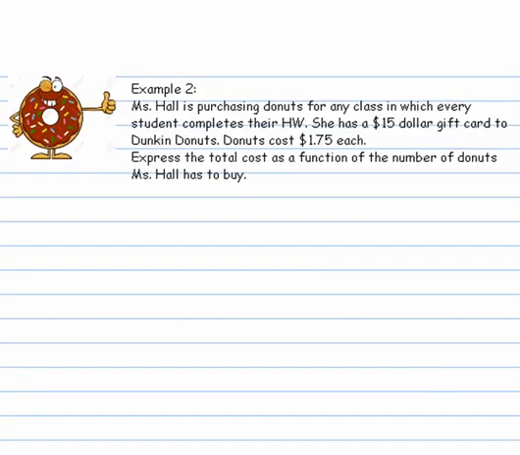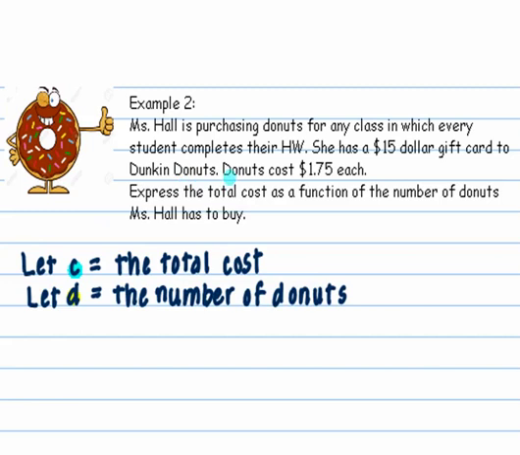Mrs. Hall is purchasing donuts for any class in which every student completes their homework. She has a $15 gift card to Dunkin' Donuts. If each donut costs $1.75 each, express the total cost as a function of the number of donuts Mrs. Hall has to buy. Let's let C equal the total cost and D equal the number of donuts.